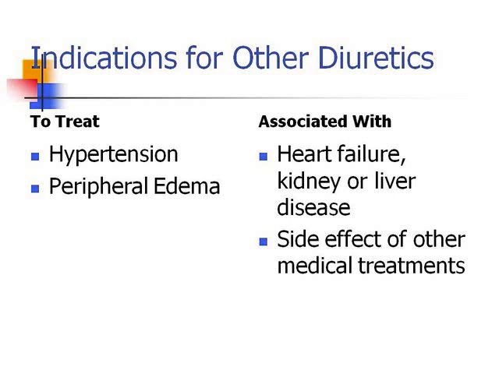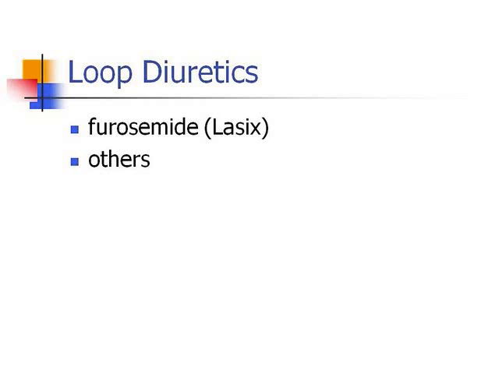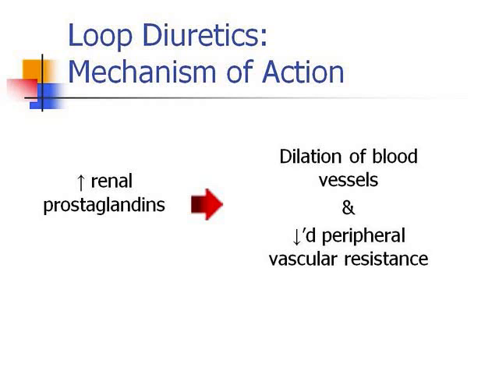Now, the hypertension and edema might be associated with heart failure or kidney disease or liver disease, and the edema might be caused as a side effect of other medical treatments. Within this non-osmotic group are loop diuretics, and the drug in this group we're going to focus on is Lasix, or furosemide. It causes an increase in renal prostaglandins and the subsequent dilation of blood vessels and decreased peripheral vascular resistance.